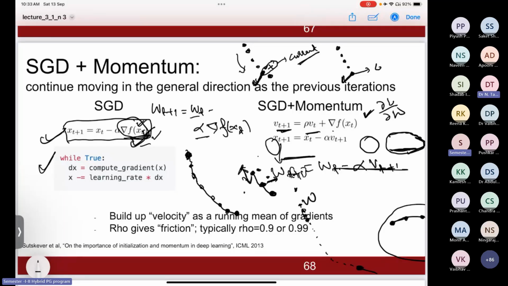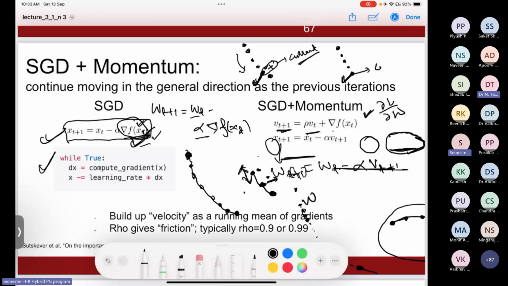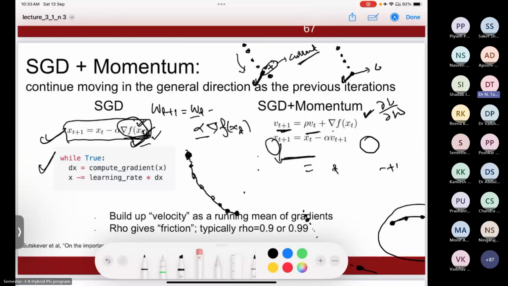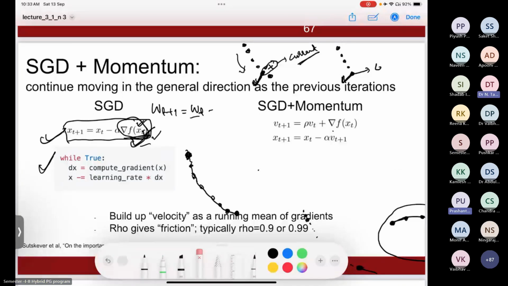Now, what are we trying to solve here? We have seen 3 problems in the previous case. Which problem are we solving here? I put a lot of time into explaining it. Now my question is, why are we doing this? Which problem are we trying to solve here? The saddle point or the local minima?